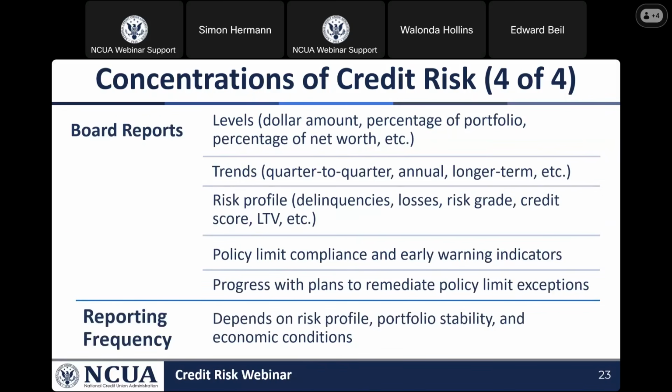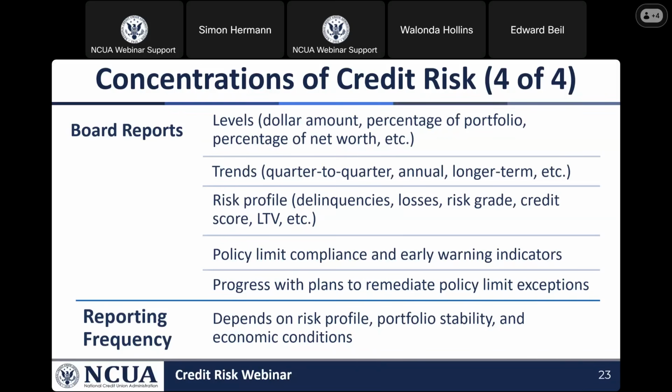Once the relevant concentrations have been identified and risk limits have been established, the next items to consider are what information to include in board reports and how frequently to conduct reporting. Many credit unions provide quarterly reporting on concentration risks to the board. This is a reasonable starting point, but the frequency would depend on how risky the portfolio is, how stable the portfolio is, and the economic conditions and outlook.